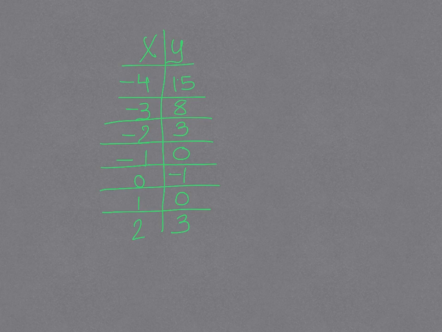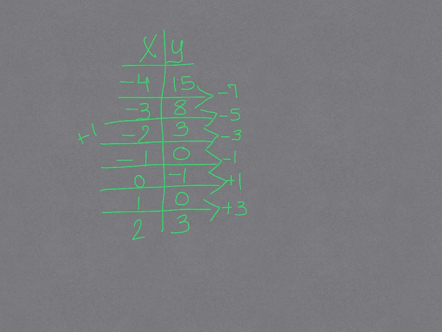Okay. All right, so over here for my x's, I'm adding 1 each time, correct? All right, for my y's, it went from 15 to 8. So I was subtracting 7. 8 to 3, I'm subtracting 5. And then I'm subtracting 3. From 0 to -1, that means I subtracted 1. From -1 to 0, okay, well, I had to add 1 there, didn't I? And from 0 to 3, I added 3. Okay?